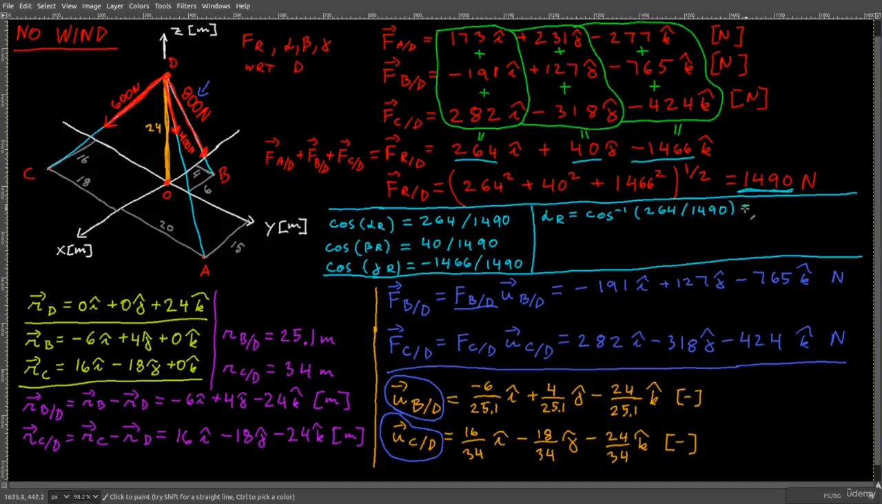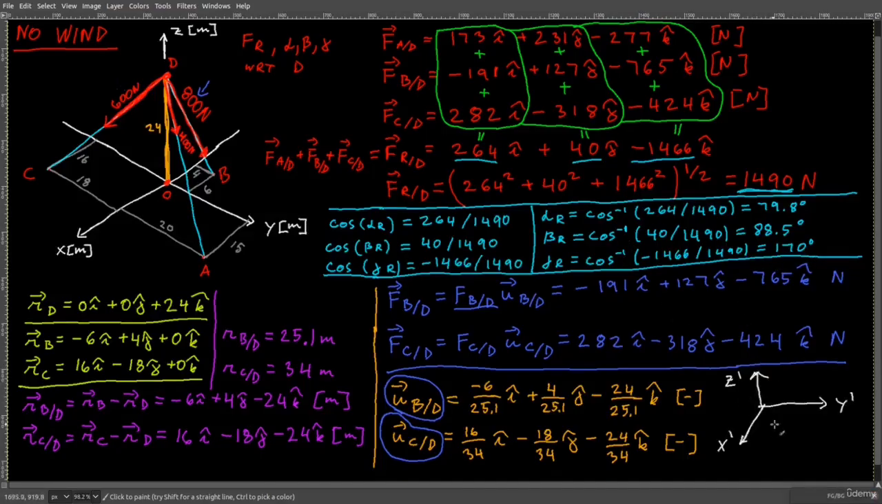So alpha r equals 79.8 degrees if you take the inverse cosine of this ratio. Then beta r equals 88.5 degrees. And then gamma r equals 170 degrees. And there you go, that's how you do it.